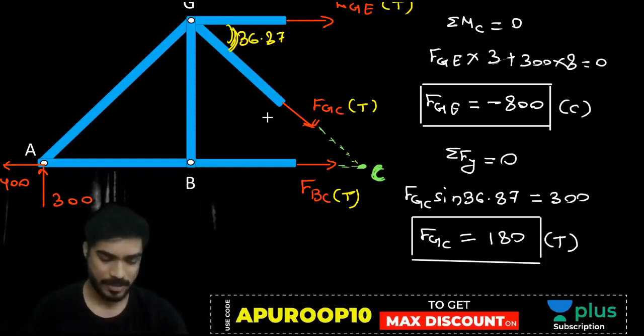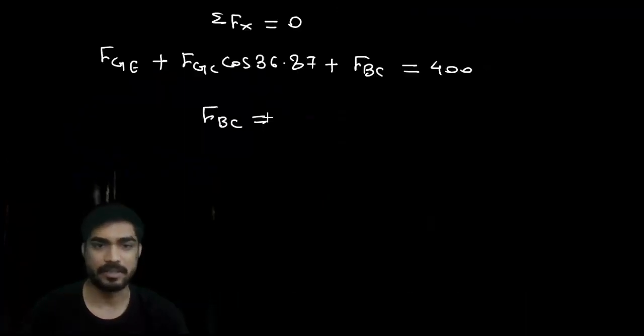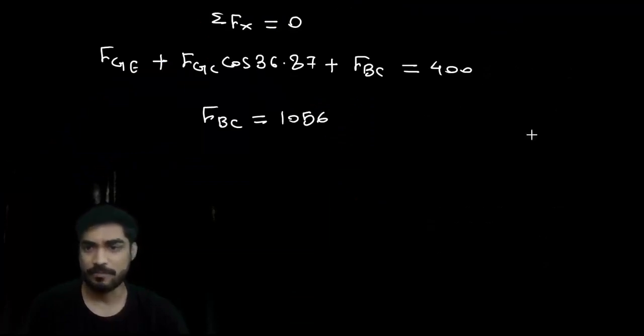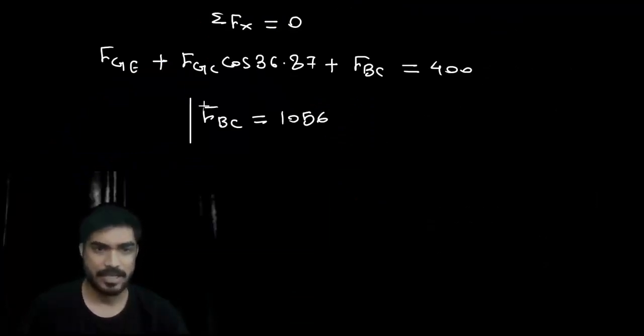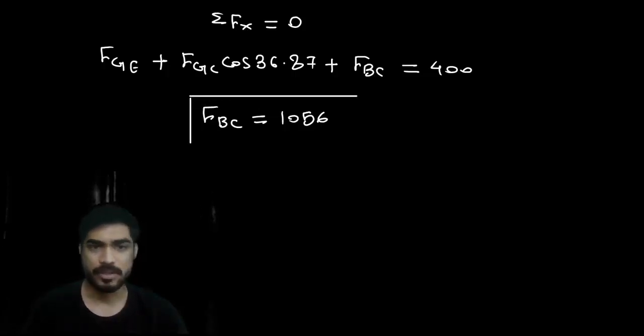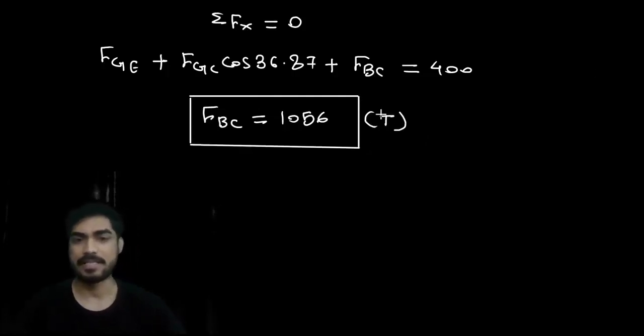So how much are you getting? 1056. Are you getting 1056? And you are getting a positive answer, right? So this means that it is tensile. Is it clear?